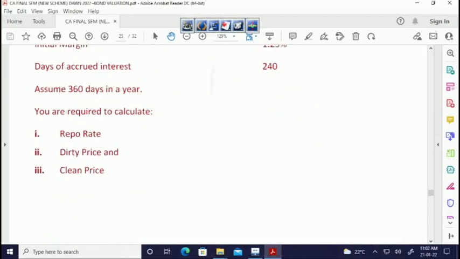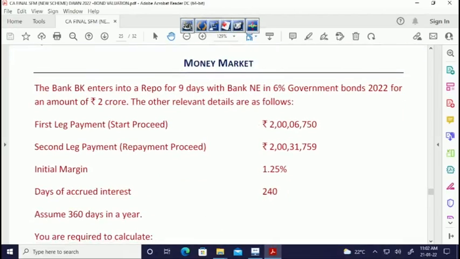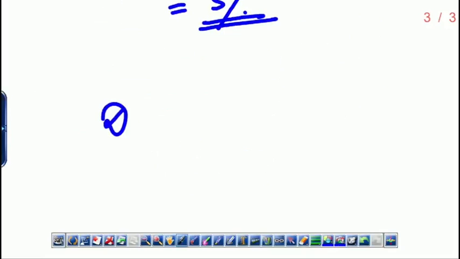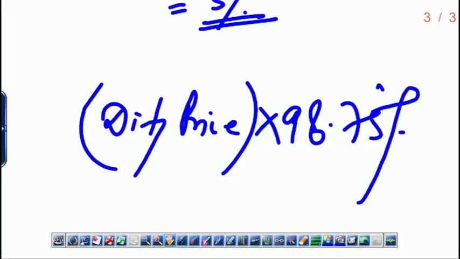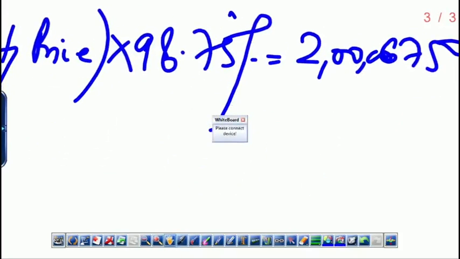The second question that they're asking is calculate the dirty price. So the loan amount 2,00,6750 was the clean price plus accrued interest, dirty price, less 1.25%. So this 2,00,6750 is 98.75%. It's after deducting the initial margin. Are you getting me? Dirty price into 98.75% is the 2,00,6750. So what is the dirty price?